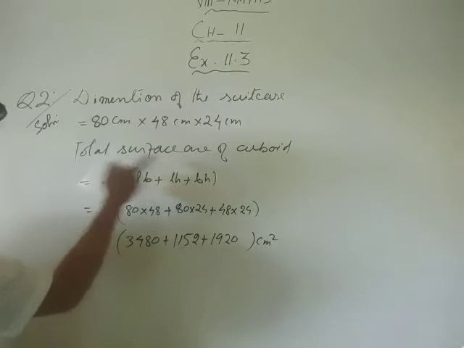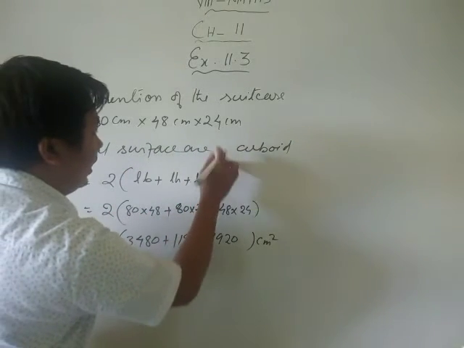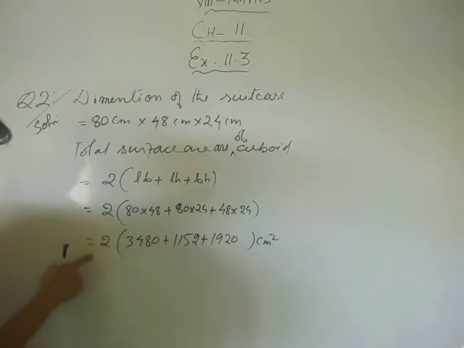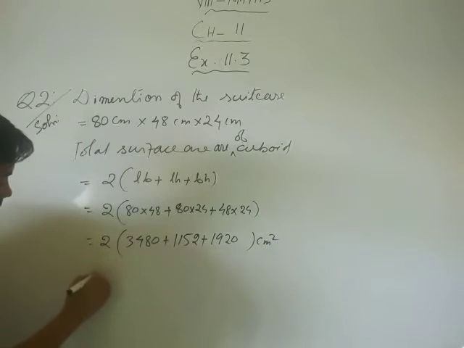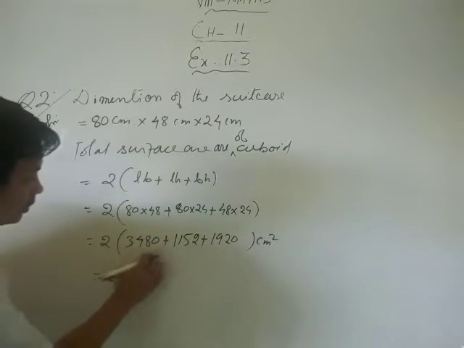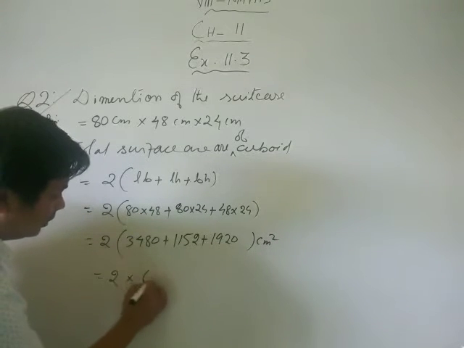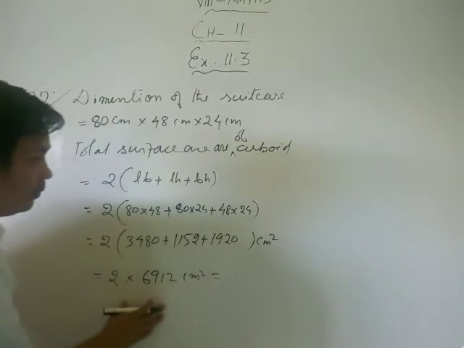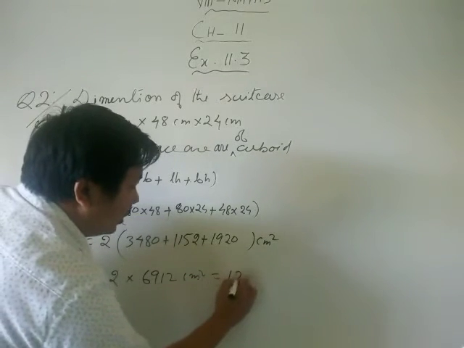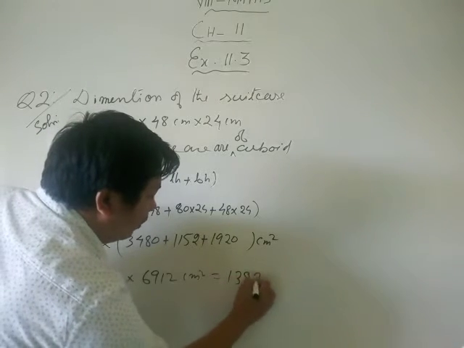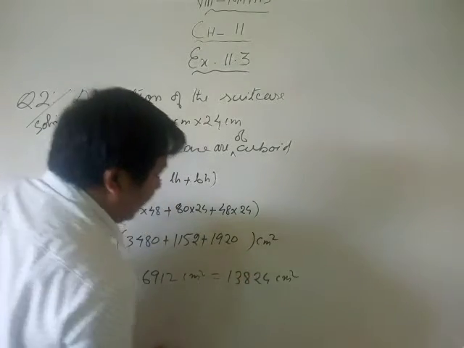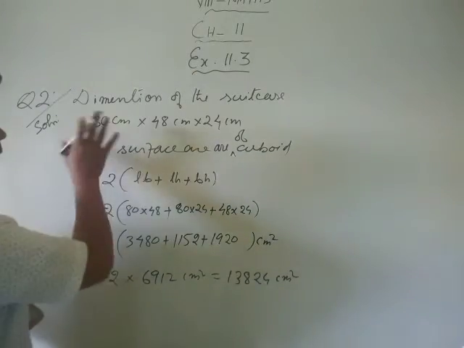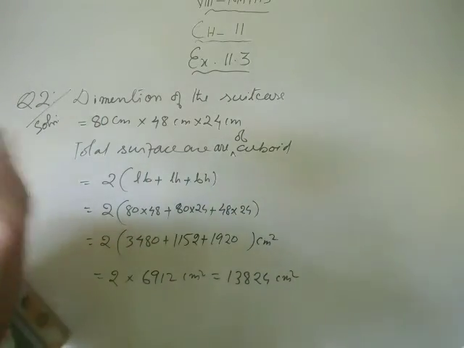So the total surface area of the cuboid: 2 into this sum, which is 6,912, gives 13,824 centimeter square. Okay, clear? So this is the total surface area of one suitcase.